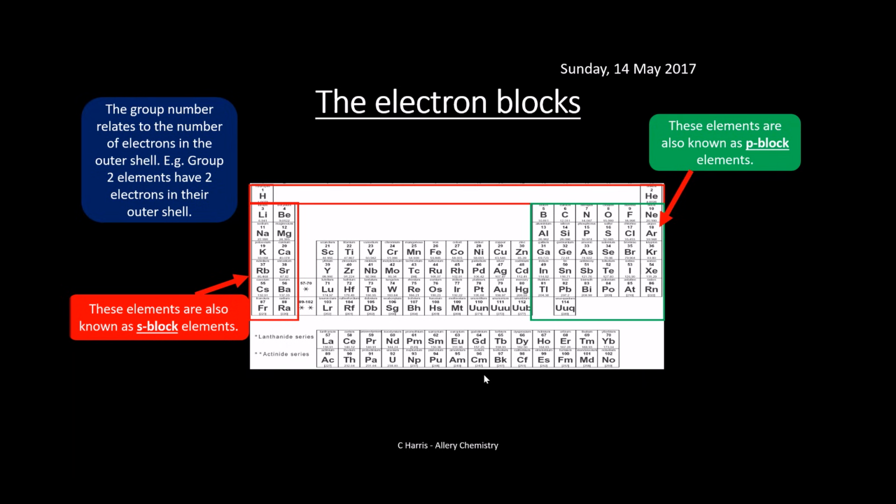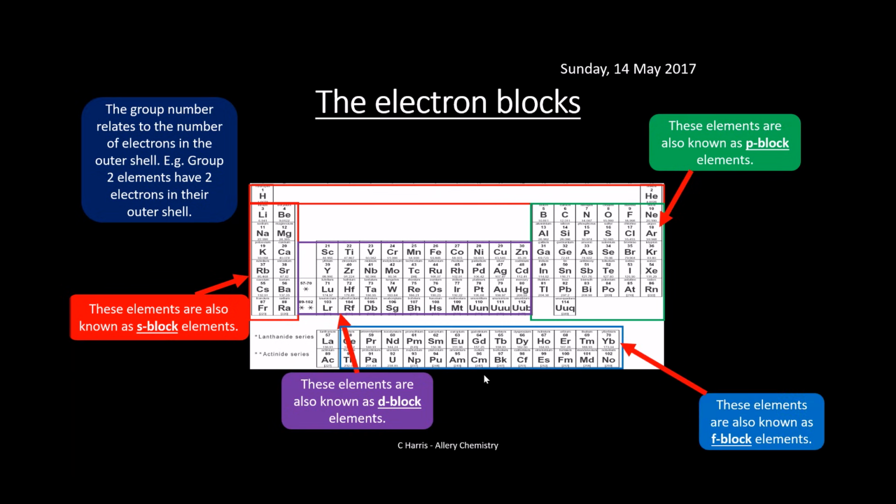The green ones here are also known as P block elements, because they contain their outermost electron in the P orbitals. These ones are known as D block elements, so these are the ones in the middle here. Some of them are transition metals, not all of them, but most of them. These blue ones down here are called F block elements, so these are the really big elements. So uranium's down there, and americium, etc.